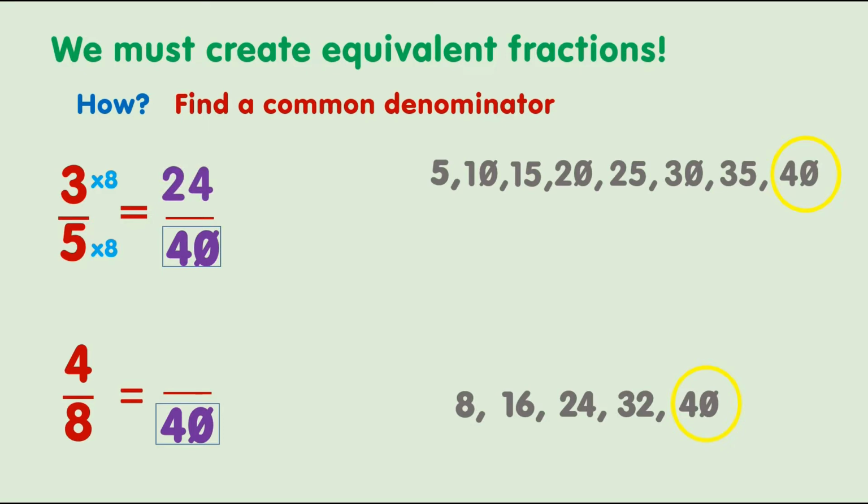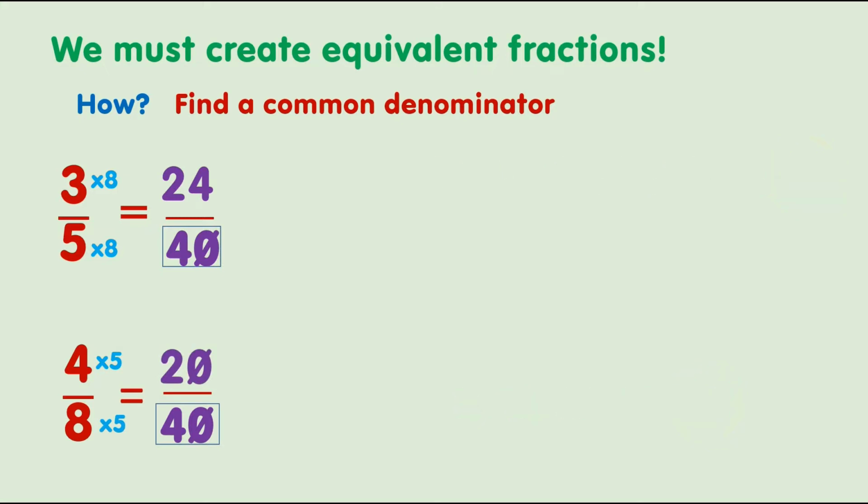Again, we should ask ourselves, how did we end up from 8 to 40? By multiplying it by 5. 8 times 5 equals 40. And again, whatever we are doing to the bottom, we should do to the top. So 4 times 5 equals 20.